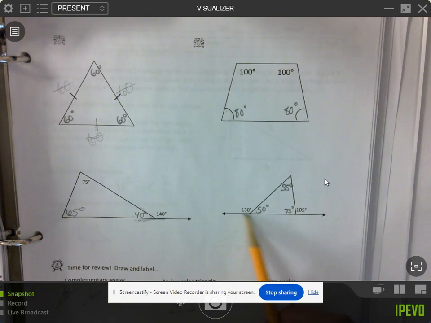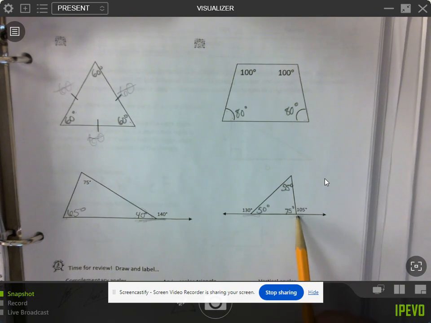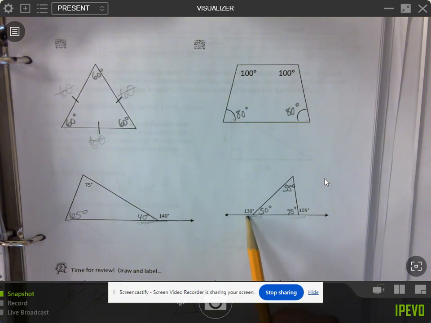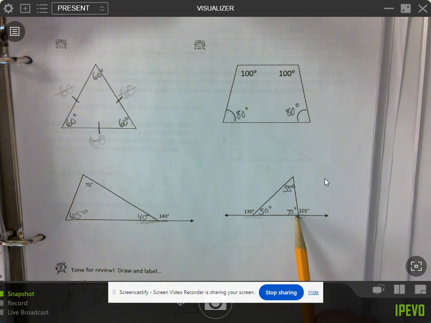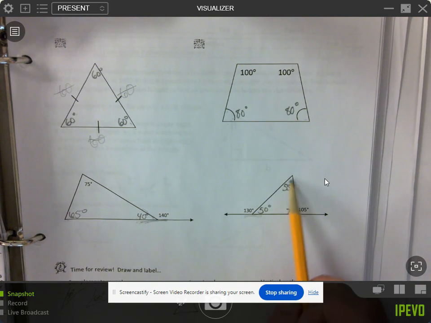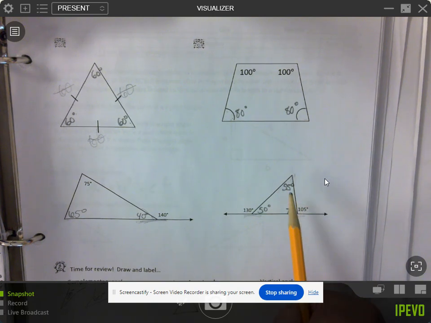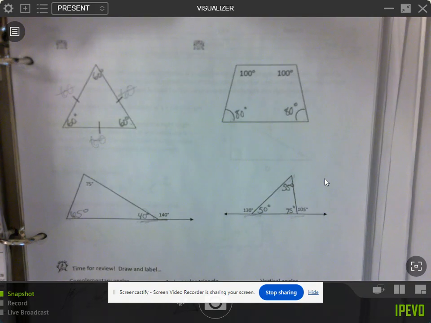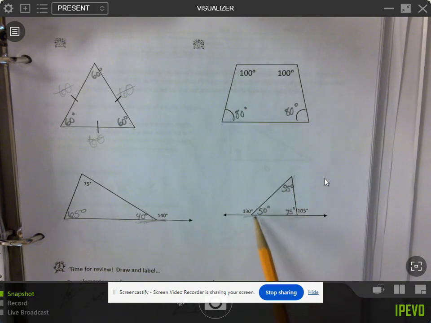For this one, we had 2 supplementary angles that we needed to figure out. So 180 minus 105 gave us 75 degrees here. 180 minus 130 gave us 50 degrees here. And then we add those 2 together, subtract it from the 180, and we get 55 up top. So you had to have all 3 inside angles filled in. So that was 55, 50, and 75.